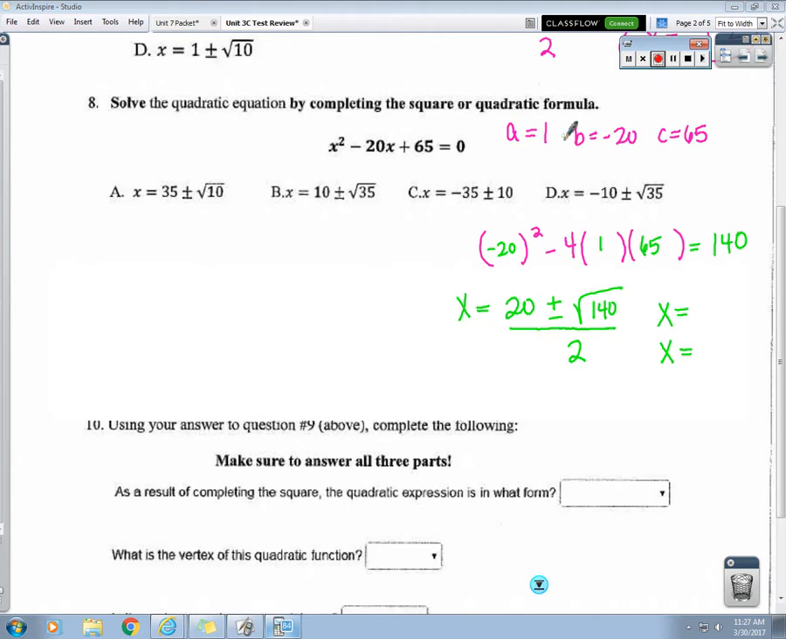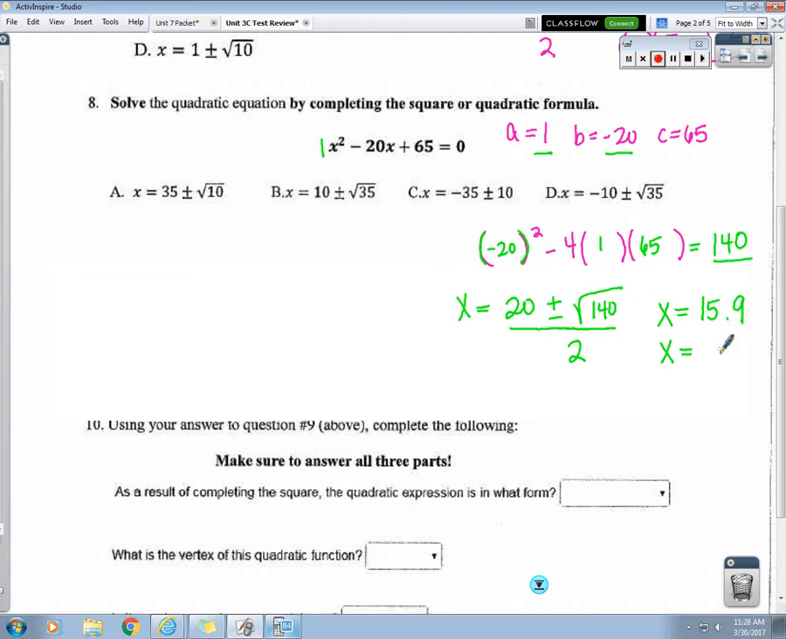Okay, the first thing you would do if you're doing it by quadratic formula is identify A, B, and C. A was 1, B was negative 20, C was 65. Then you plug those numbers into the discriminant formula, which is B squared minus 4AC. Negative 20 has to be in parentheses or it'll come out wrong. Okay, so negative 20 squared minus 4 times 1 times 65, you should have got 140 for your discriminant. Then this changes to a positive 20, even though it was negative, because there's already a negative built into the front of the formula. Okay, so positive 20 plus or minus the square root of 140 over 2, because your A value is 1, and 2 times 1 is 2. Now, what did you get for your final answers?